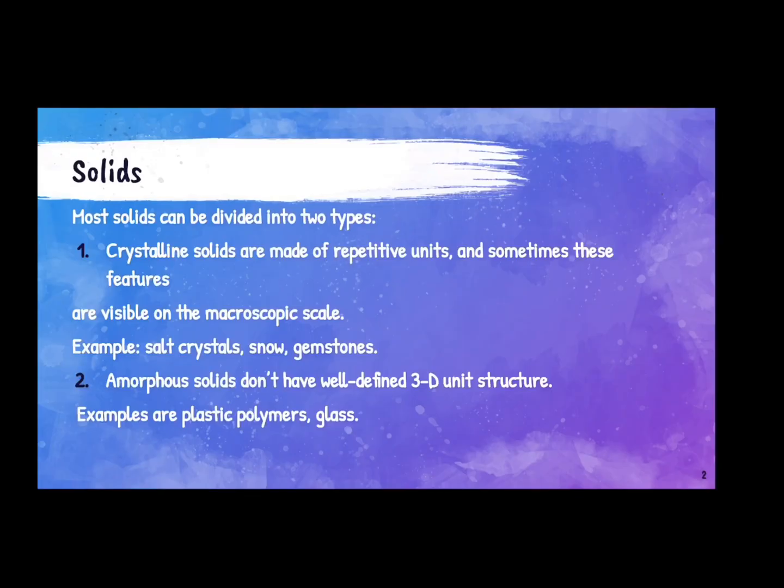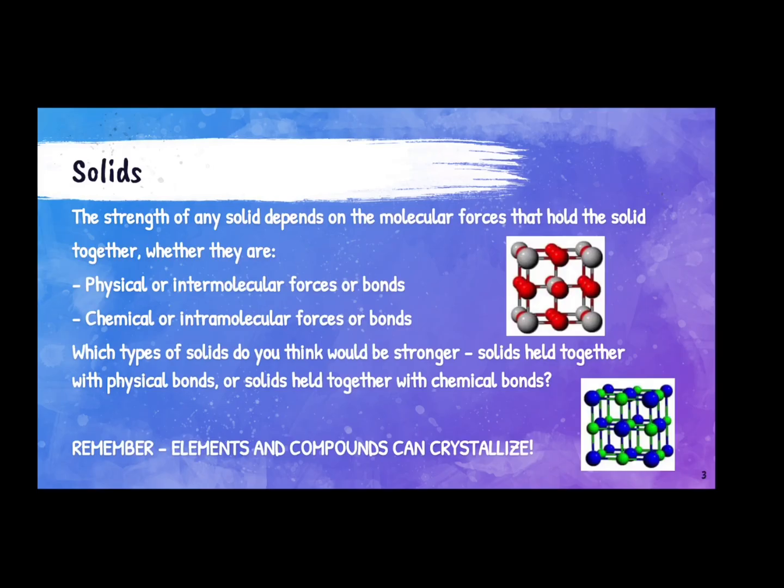So solids can be separated into two categories. There's crystalline solids, which are made of repetitive units and sometimes repetitive features, and those are visible on the macroscopic level, which means we can see them easily. Examples of those would be salt crystals, snow, gemstones. They all have kind of a crystal structure to them. There's also amorphous solids that don't have well-defined 3D structures. Examples of these are going to be lots of plastics and glass.